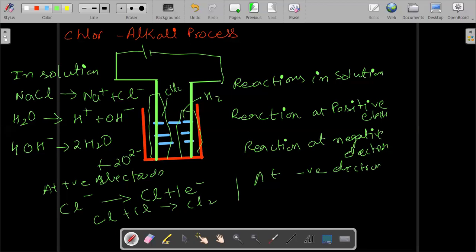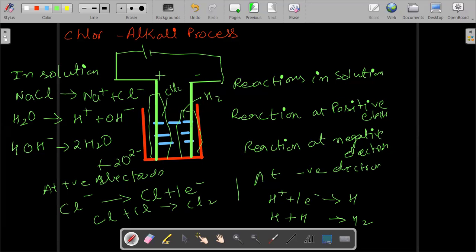So your H plus ion starts moving towards the negative electrode, and since the negative electrode is rich in electrons, the H plus ion accepts 1 electron to form a hydrogen atom. 2 hydrogen atoms combine together to form hydrogen gas, H2. So at the negative terminal, you obtain hydrogen gas. At the positive terminal, you obtain chlorine gas.